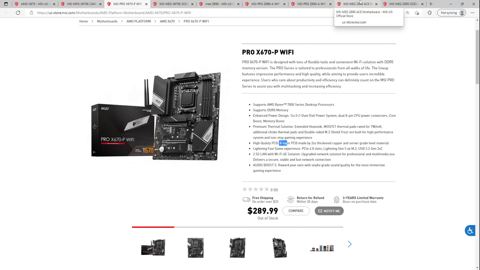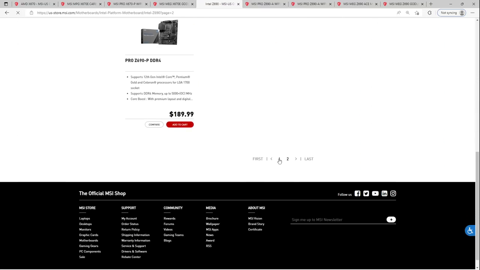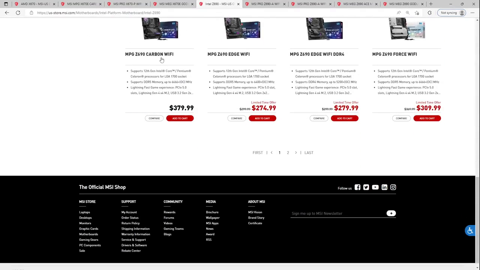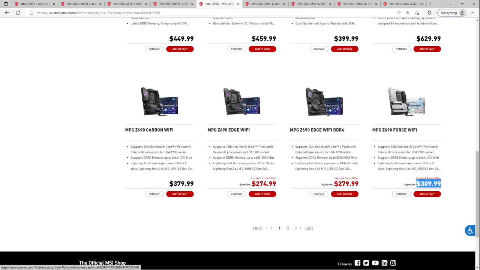For comparison, the cheapest Z690 board that had an 8-layer PCB, at least from MSI, is the Z690 Carbon, or the Force, which are sort of the same thing. And also, this is a sale price right now. So previously, your cheapest 8-layer PCB with Gen 5 capable substrate material, which is basically all Z690 motherboards, because they all do PCIe Gen 5, your cheapest 8-layer Z690 board was like $380, $370.